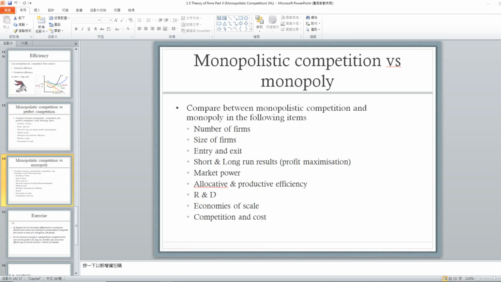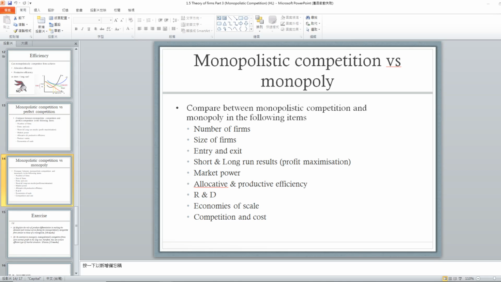Yeah, in general, that's true. But like what I said, and also from the answers that you guys had, as long as you are able to differentiate your products, there may be an opportunity for a little bit of economies of scale in monopolistic competition. Because think about this, when you have a larger market share in monopolistic competition, then the output should be higher, right? So you should be able to enjoy a little bit of economies of scale in some cases, if you're able to differentiate your goods. So there you go, economies of scale. So the last one, competition and cost.